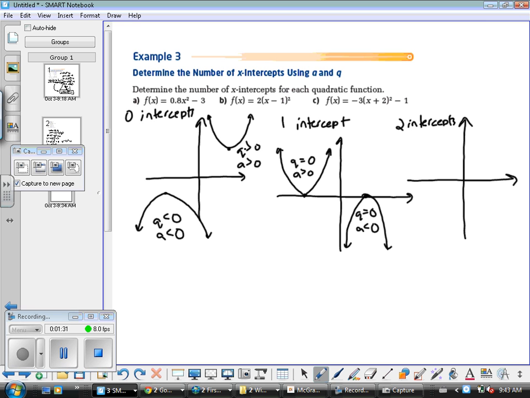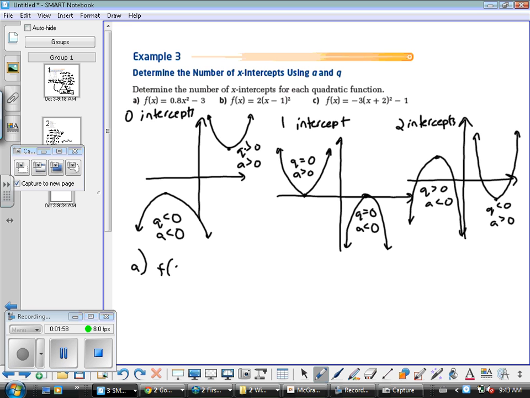And then you can have 2 intercepts, which we see quite often. You would have that if your q was positive and a was negative. So it's going to open down, and then it's going to have to go through the x-axis twice. And you'll also see that if your q is negative and your a is positive. So 0, 1, or 2 intercepts. Those are your possibilities for a parabola.